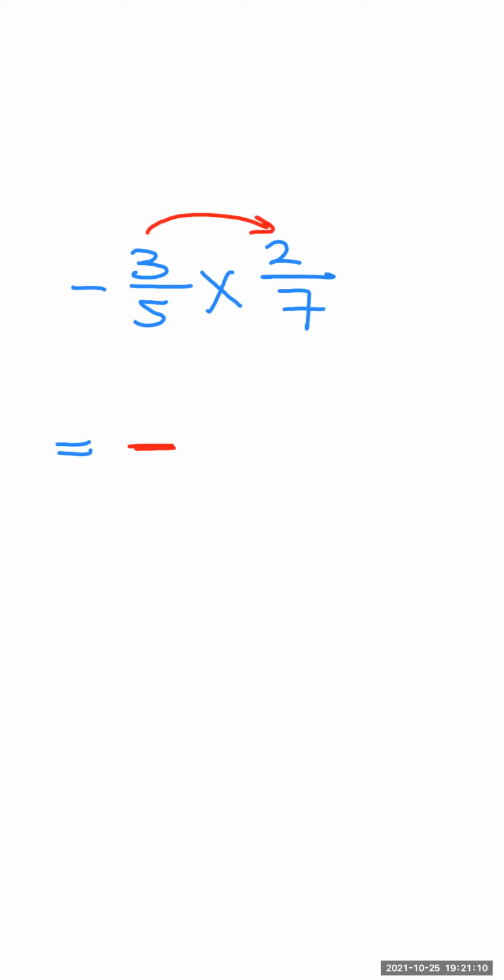One more example with different signs. If it's -3/5 times 2/7, now I'm multiplying two numbers, one of them negative and the other positive. So the two signs are different, which means the result will be negative. Then the normal procedure: 3 times 2 equals 6, 5 times 7, 35. Finished.